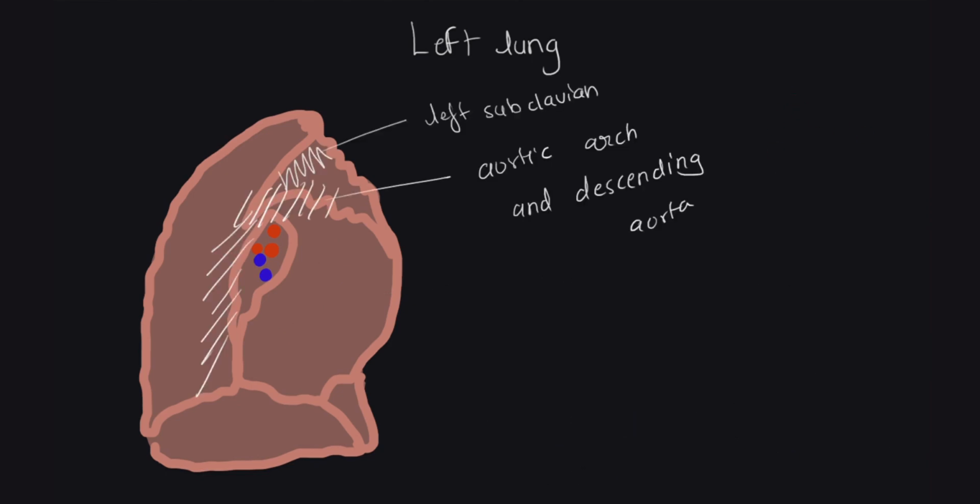Then we can find that there is a relation with the left subclavian, the aortic arch, and the descending aorta posteriorly to the hilum. So there's a small region posteriorly that descends downwards, forming the aortic arch and the descending aorta, and then a smaller branch that comes off near the aortic arch, known as the left subclavian vein.